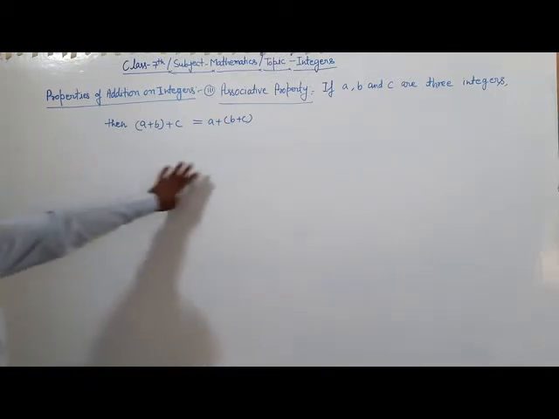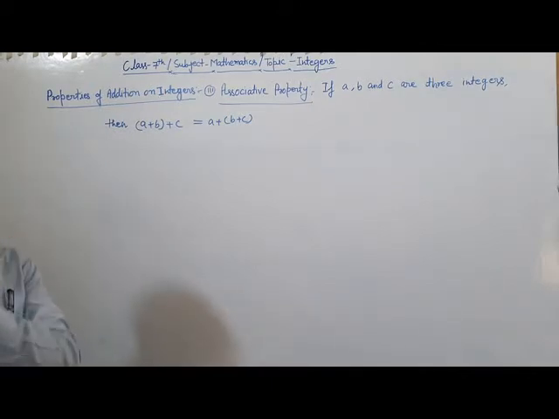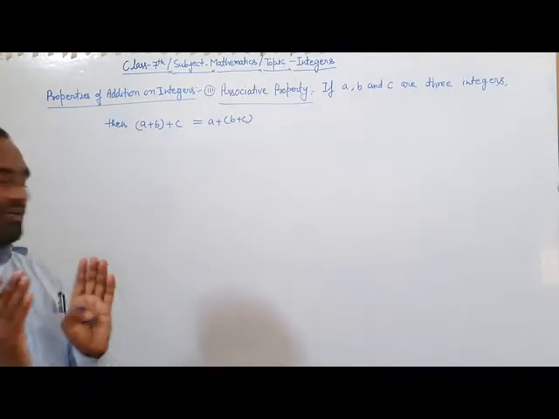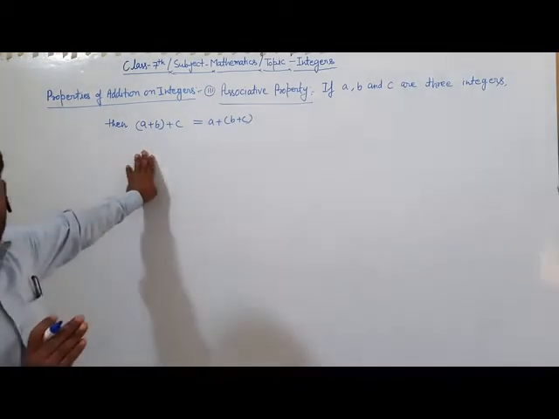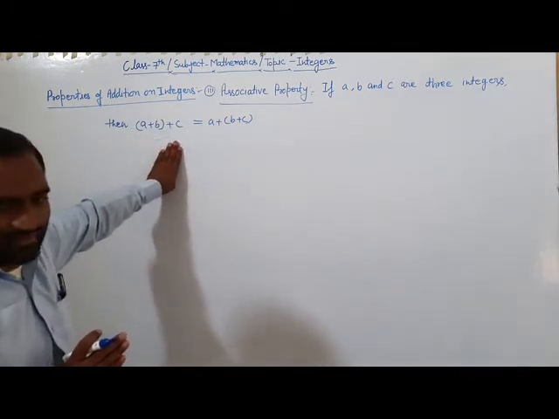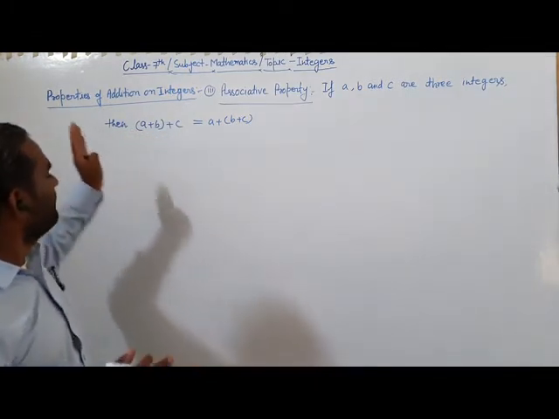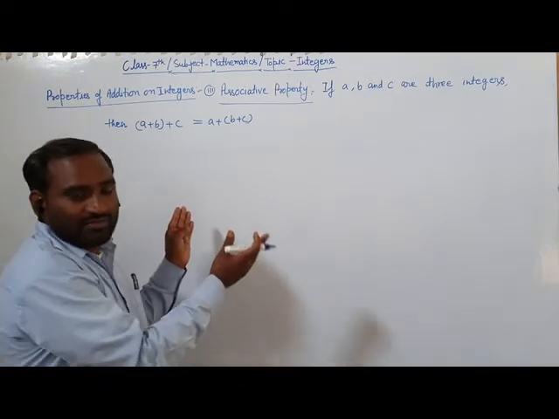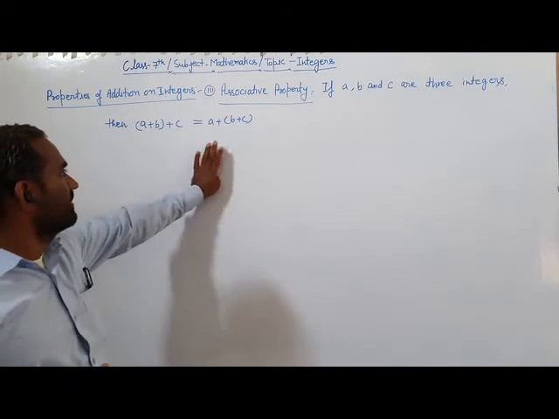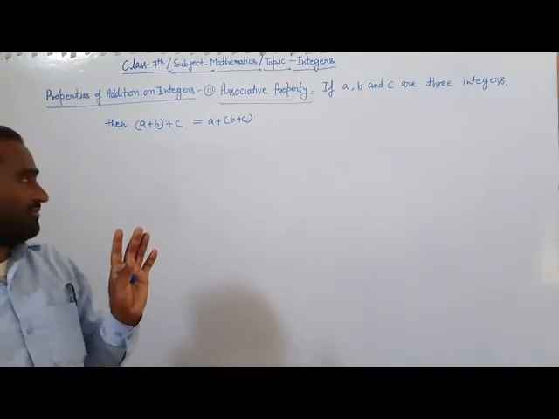In the associative property, we have to make a group of two numbers, and the sum of that group is added to the third number. And by changing the group, when we take the other two numbers, leaving one integer, the addition is also the same.